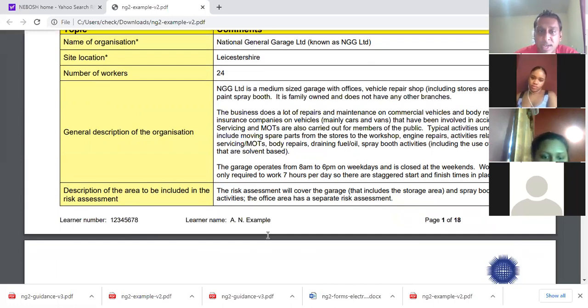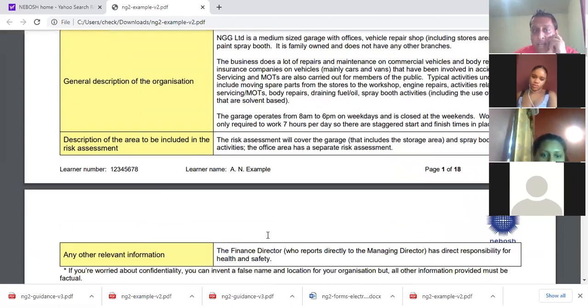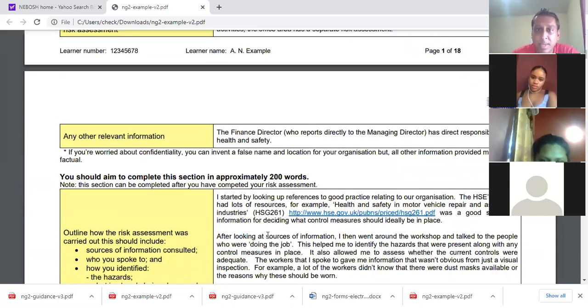So once you do that, we get down into any other relevant information. This is important. You have to say who is ultimately responsible for health and safety. A lot of people will put the safety advisor, but the word here is ultimately responsible. So it may be a safety manager or a director or the CEO of the company. The finance director, who reports directly to the managing director, has direct responsibility for health and safety. You must put in that line there.